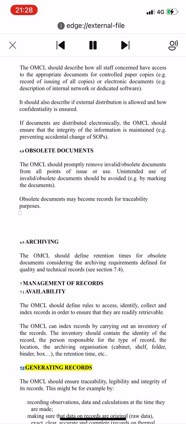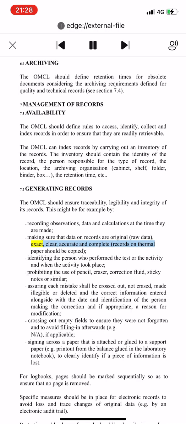7.2 Generating records. The OMCL should ensure traceability, legibility, and integrity of its records. This might be, for example, by recording observations, data, and calculations at the time they are made. Making sure that data on records are original, raw data, exact, clear, accurate, and complete. Records on thermal paper should be copied. Identifying the person who performed the test or the activity and when the activity took place.